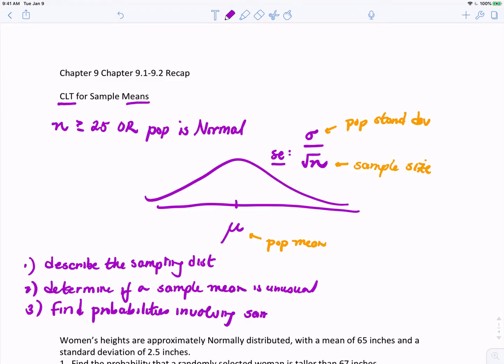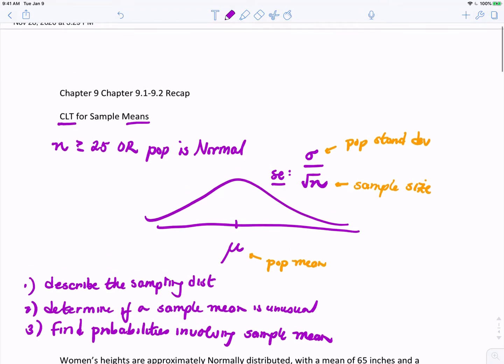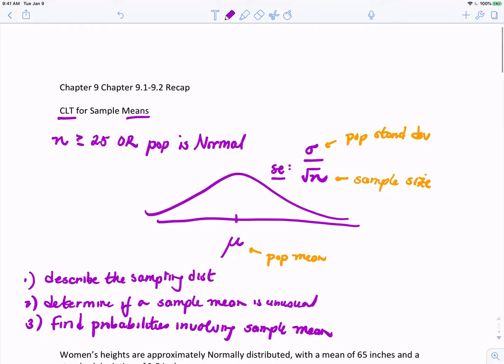Now, something new comes up with sample means that doesn't come up with sample proportions. And I think this is why some of you were having trouble on the section 9.1, 9.2 homework. When you go to StatCrunch and you want to do a problem involving the central limit theorem or probabilities involving sample means, you have to be really careful whether you're talking about the standard deviation of the sampling distribution, which is this formula here, or just the standard deviation of the sample. So you have to be careful about that.